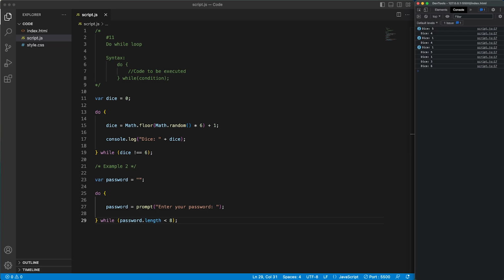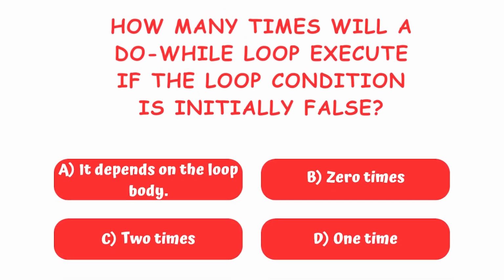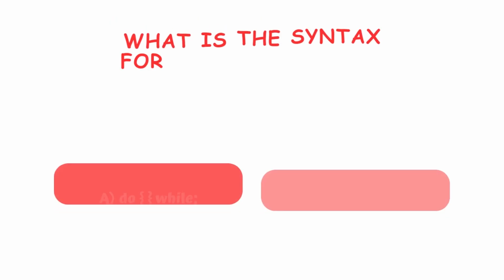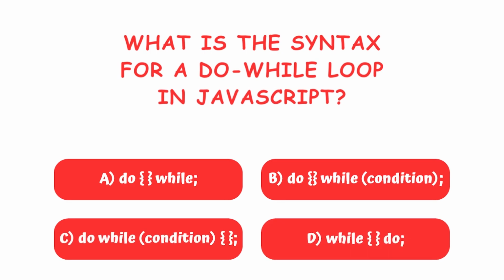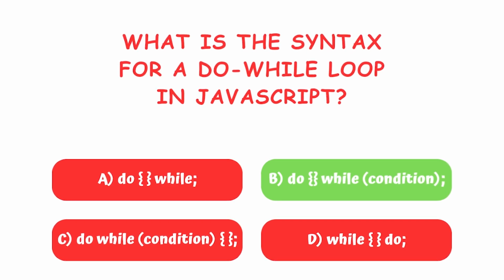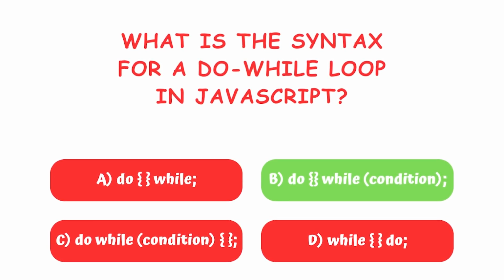Let's put what we've learned into practice in a quiz. How many times will a do-while loop execute if the loop condition is initially false? Right answer, D. What is the syntax for a do-while loop in JavaScript? Right answer, B.